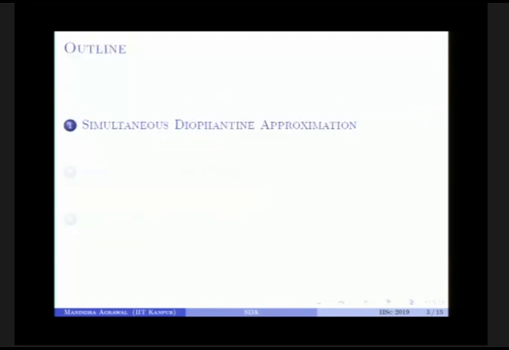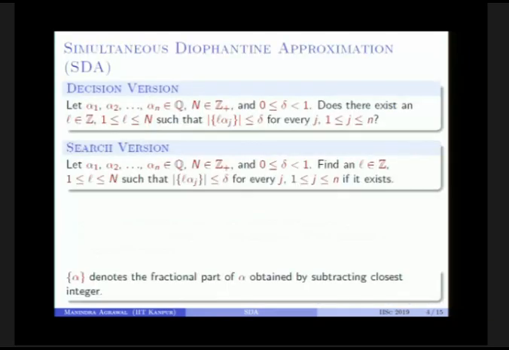So let's start with the first of these problems, the simultaneous Diophantine approximation. This is a classical problem. And when we view it from a computational perspective, there are two versions of this problem one can come up with. First is the decision version, and the second is the search version. Both problem descriptions are more or less the same: you start with n rational numbers, alpha 1 to alpha n, and an integer upper bound capital N, plus an error bound delta, which is between 0 and 1.